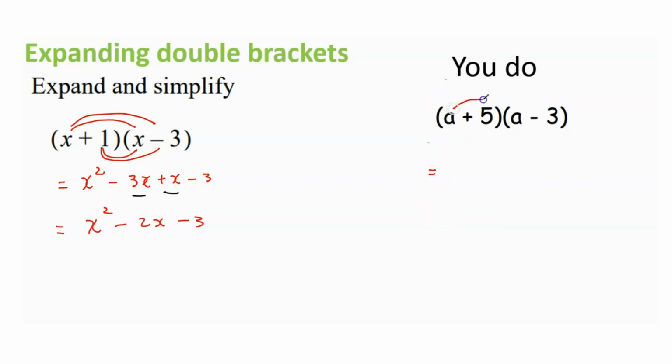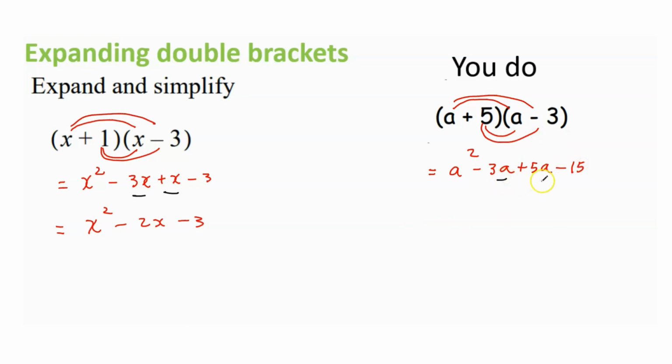Okay, so you get a times a, a squared. A times minus 3 is minus 3a. And then 5 times a, that's a positive 5a. 5 times minus 3, that's minus 15.